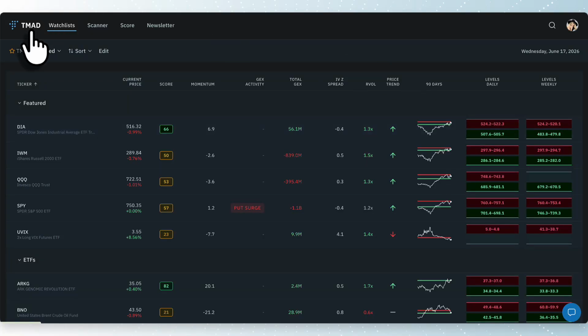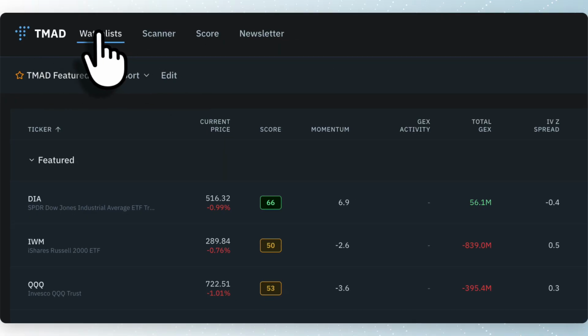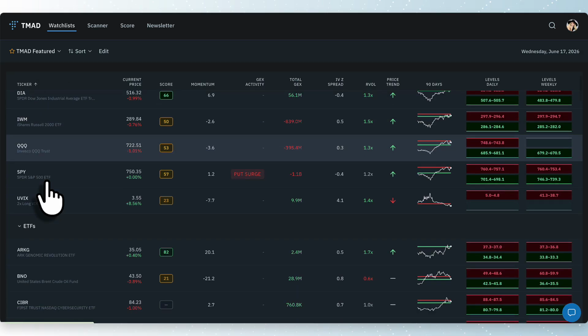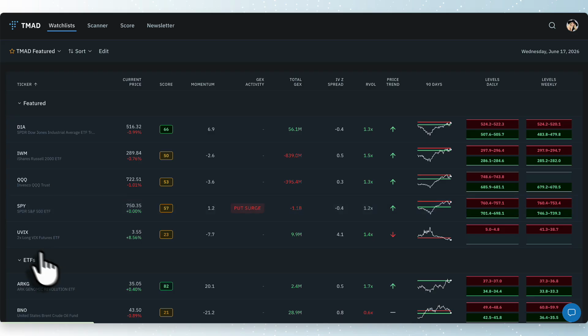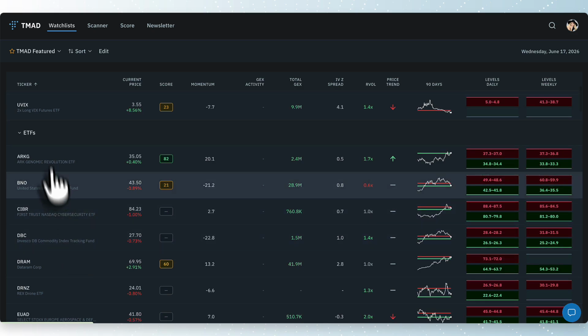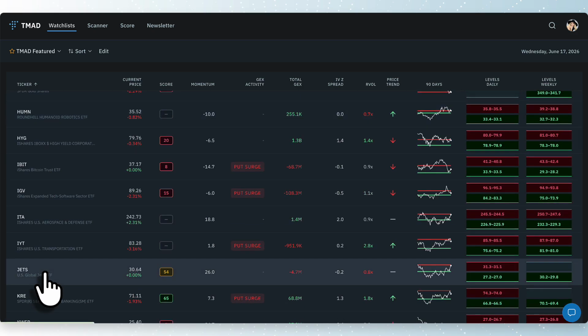A little tutorial about our TMAD app. At the very top of the app you have the menu: watchlist, scanner, score and newsletter. In the watchlist we have TMAD featured, where you can see featured main indices, including the volatility futures ETF. Then we have ETFs, the main ones that we're observing.